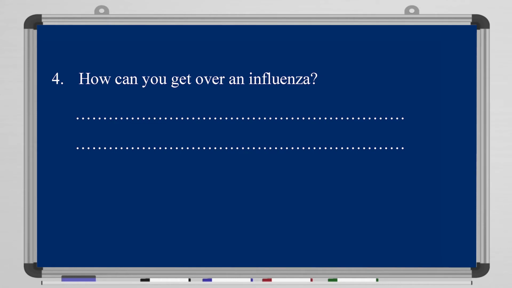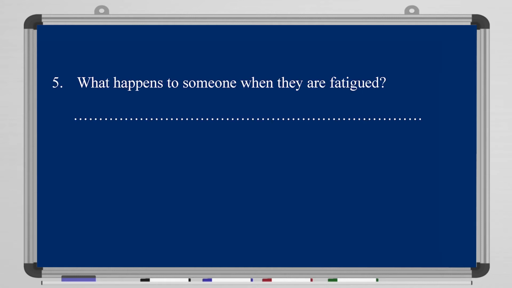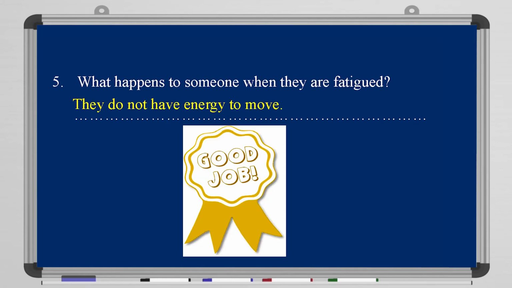Fourth question, how can you get over influenza? How can we treat it, basically? You should get plenty of rest and drink lots of fluids. You should also take painkillers, if needed. All right? Final question, what happens to someone when they are fatigued? We know that fatigue is tired, right? So what happens to someone when they are tired? They do not have energy to move. It's not written exactly in the passage, but we can understand from the meaning of fatigue that we don't have the energy to move. Okay?